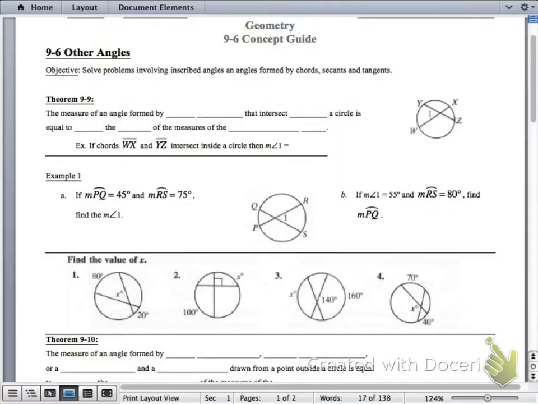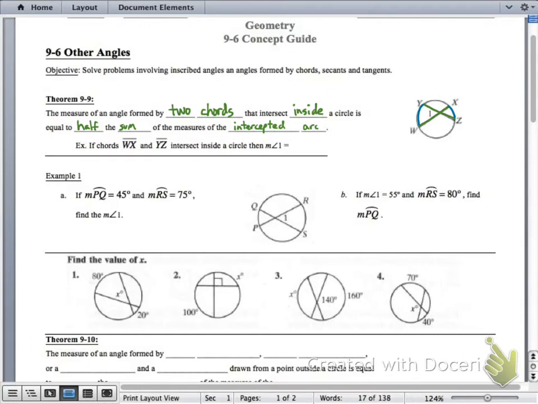Well, there's two other types of angles, and that's what we'll get into in section 6. Theorem 9.9 says the measure of an angle formed by two chords that intersect inside a circle is equal to half the sum of the measures of the intercepted arcs. With central angles, the vertex is in the center. With an inscribed angle, the angle is on the circle. Now we're talking about chords that cross and form angles somewhere in the middle of the circle that's not the center. So the angle is equal to half the sum of the measures of the intercepted arcs.